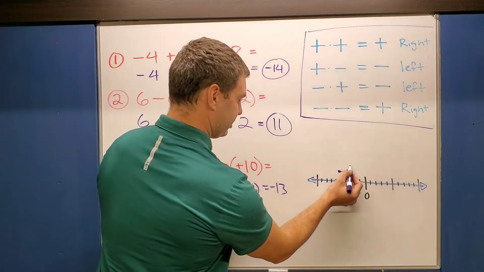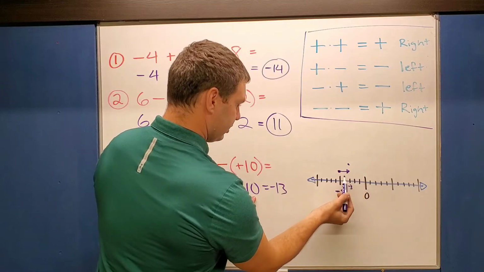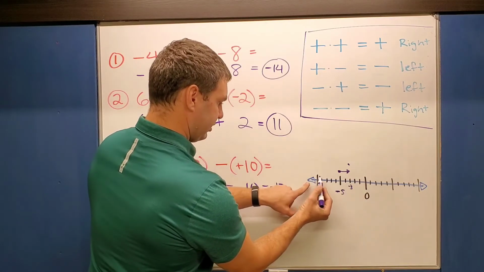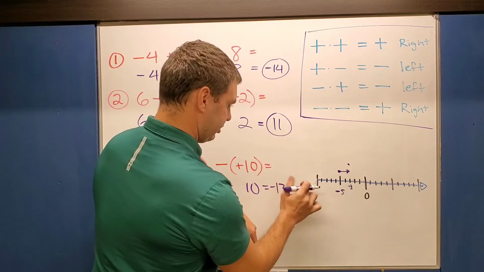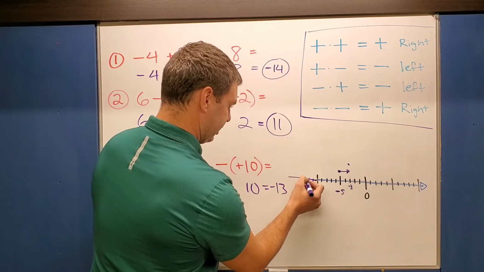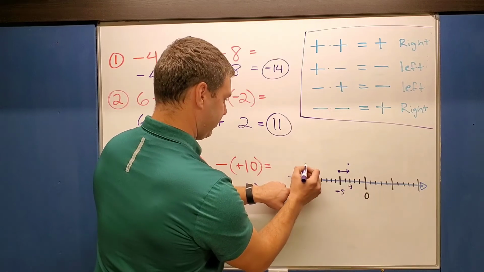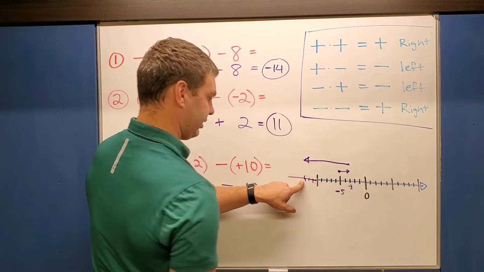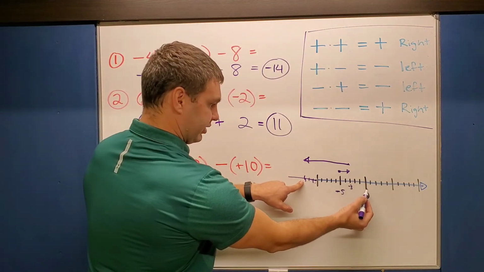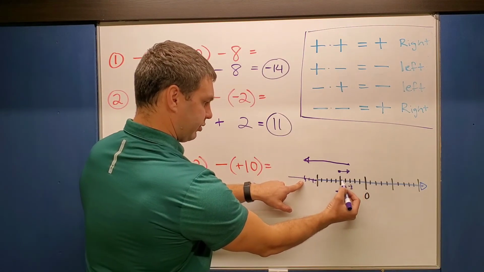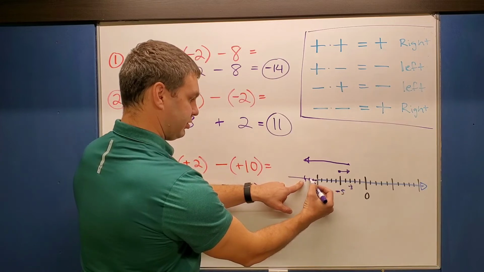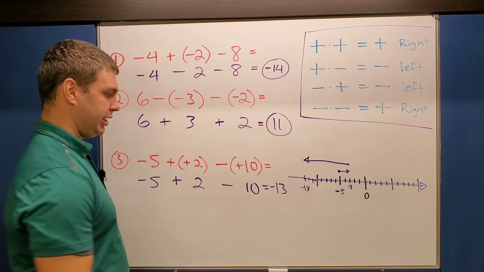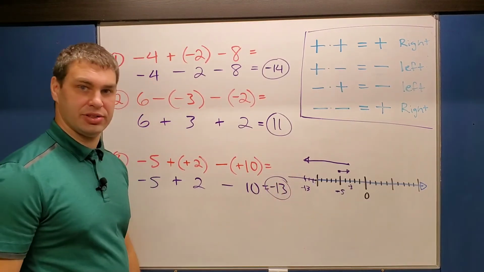If I go back 10 spots from -3, well, let's see, that'd be 1, 2, 3, 4, 5, 6, 7. I need a few more spots on my number line. 8, 9, 10. Okay, right there. So we're going back this far. And you can see, if this is 0, we're at 1, 2, 3, 4, 5, 6, 7, 8, 9, 10, 11, 12, -13 back on my number line, which is exactly the answer that I got.